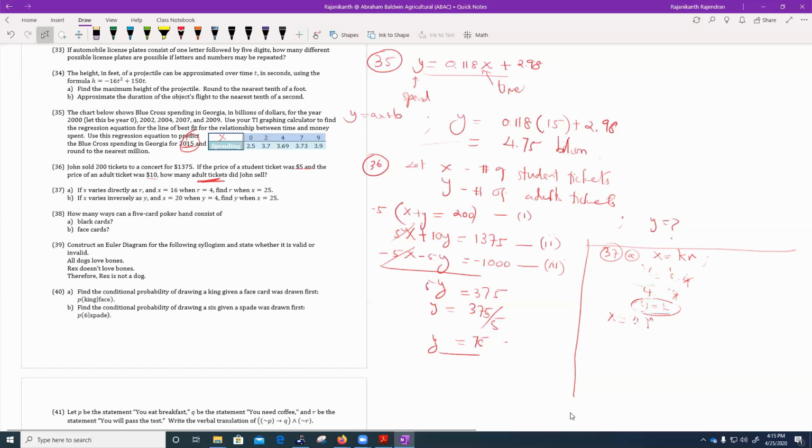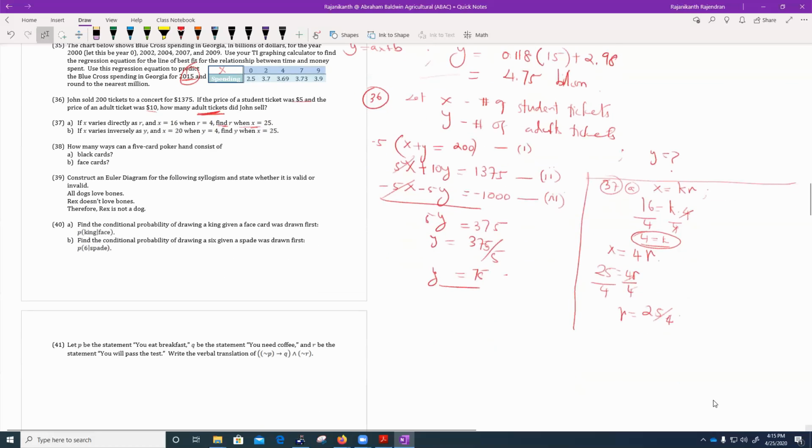Now use this formula to find out your unknown. So the next step is you need to find r when x is 25. So plugging in x as 25 and solving for r. So you are asked to find r, so I'm dividing by 4. Therefore, my r is 25 over 4. Okay, r is 25 over 4. So that is my first part.